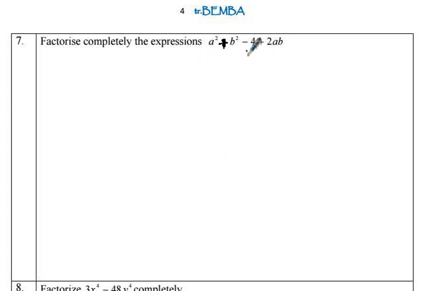Now, a question like this, you can only answer a question like this with experience, okay? If you have not yet practiced by answering a number of questions, you can't answer a question like this.